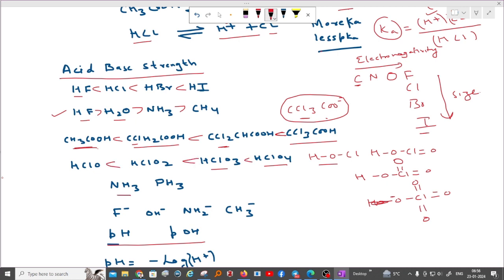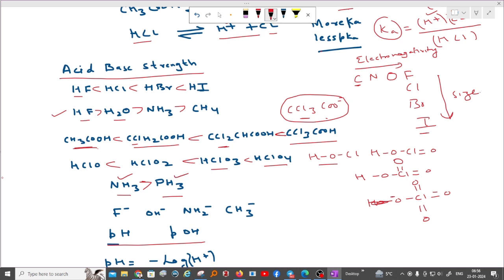Now if we compare ammonia and phosphine gas, ammonia is the stronger base. Why? Because nitrogen has a small orbital and phosphorus has a large orbital, so nitrogen can easily donate the electron pair, while phosphorus cannot donate the electron pair easily. So ammonia is the strong base compared to phosphine gas.